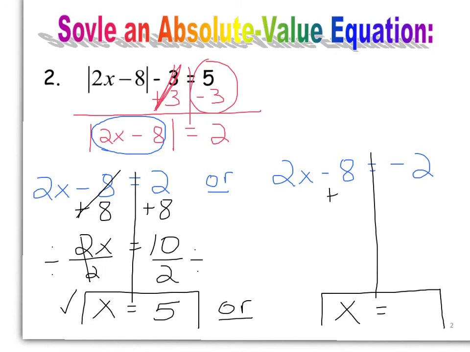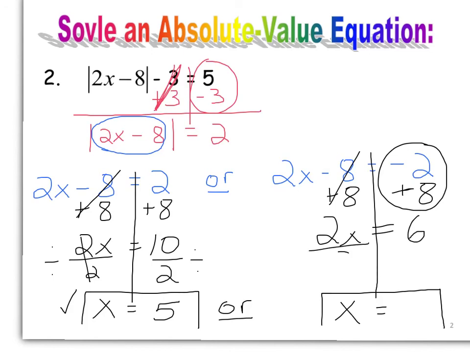So again, add the opposite, plus 8, plus 8, those cancel out. We bring down the 2x equals negative 2 plus 8 is 6. Divide by 2 on both sides. Cancel out. We have our x alone. 6 divided by 2 gives us 3. So the two possible solutions to this equation are x equals 5 or x equals 3.